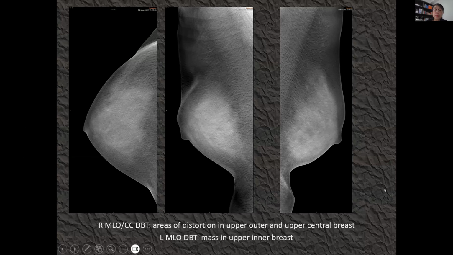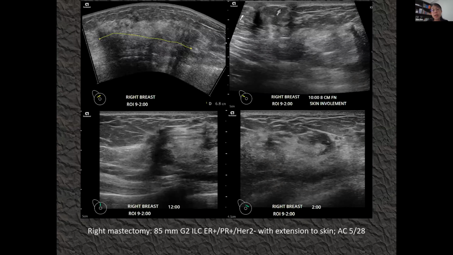Sometimes we can perform the DBT in one plane to evaluate an abnormality, especially in cases where the mass is only seen in one view. For example, if it's only seen on the MLO view, then it would make sense to just perform the DBT in the MLO plane. Or if we are very certain that the evaluation is sufficient with just one view, one plane DBT, this would help to reduce the radiation dose to the patient.